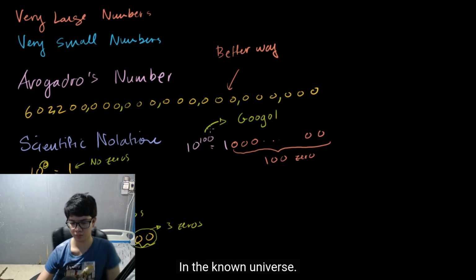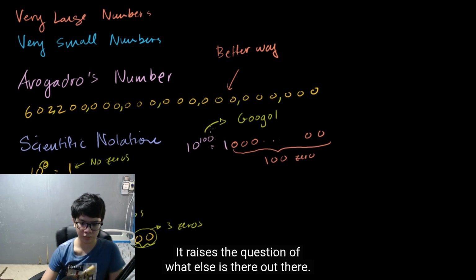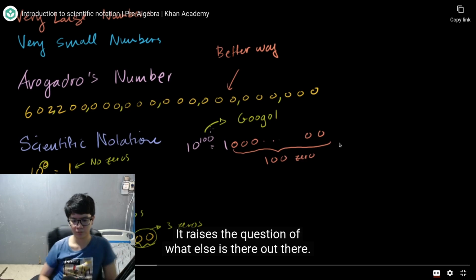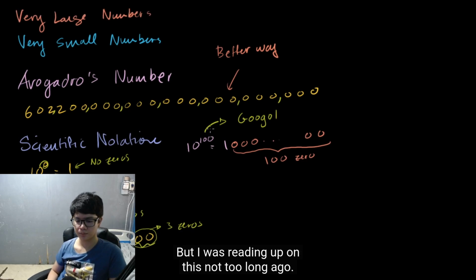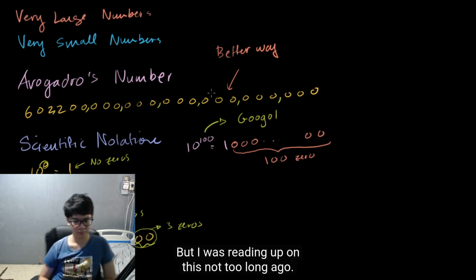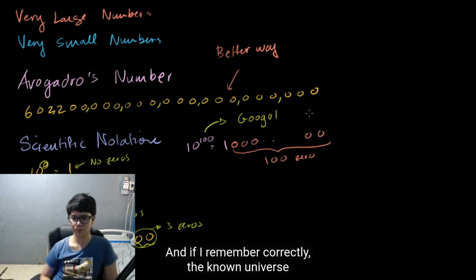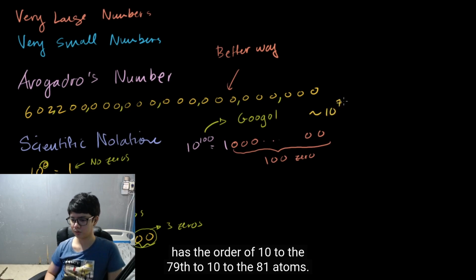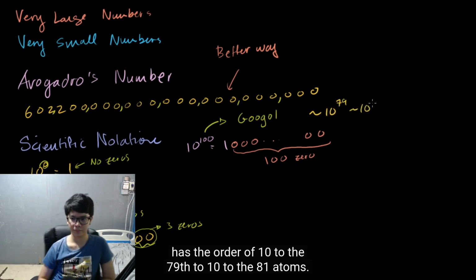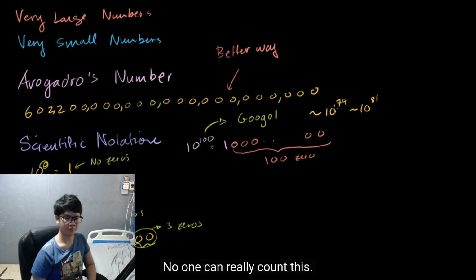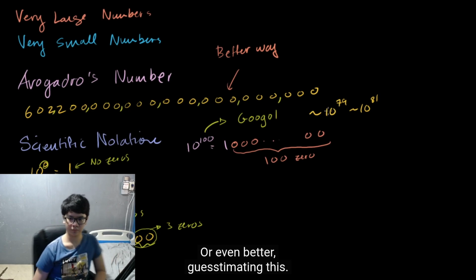In the known universe, I mean, it's a question of what else we could get out there, but I was reading up on this not too long ago, and if I remember correctly, the known universe has on the order of 10 to the 79th to 10 to the 81 atoms. And this is, of course, rough. No one can really count those. People are just estimating it, or even better, guesstimating it.